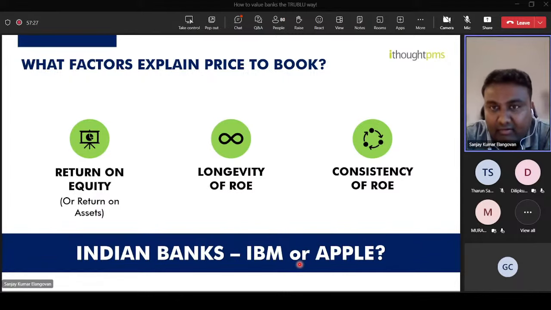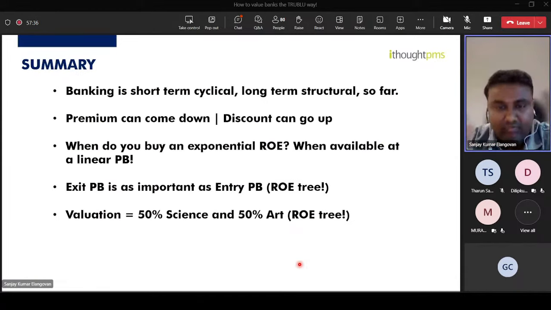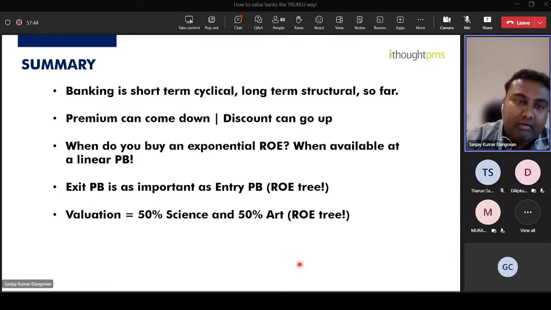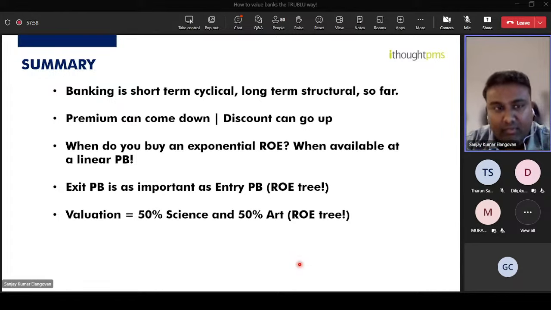So are Indian banks where IBM was or where Apple was? To summarize the entire presentation, banking is short-term cyclical and long-term structural so far. Let's say you plot Nifty Bank versus Nifty 50, that will be an uptrending graph. You take all the Nifty Bank index values and the Nifty 50 index values, it will be an uptrend, which means banking in the long trend is structural, but within this trend there will be cyclical phases of banking.